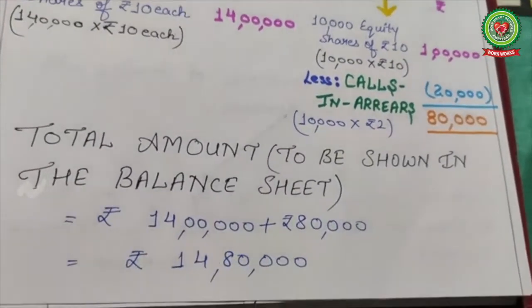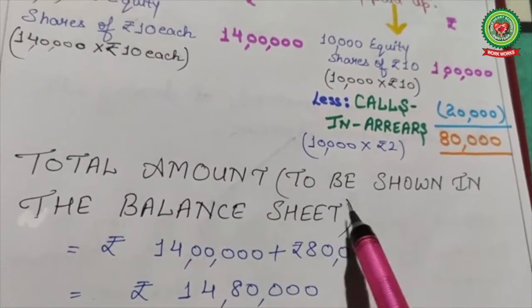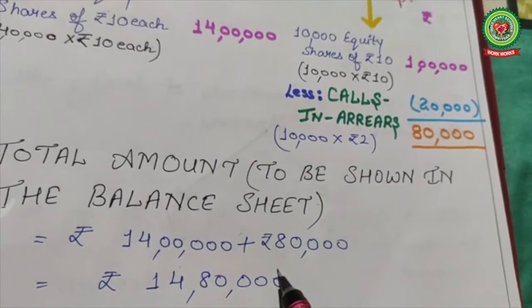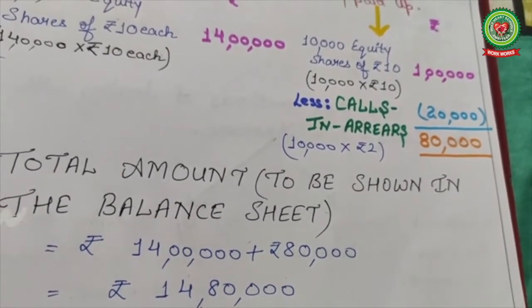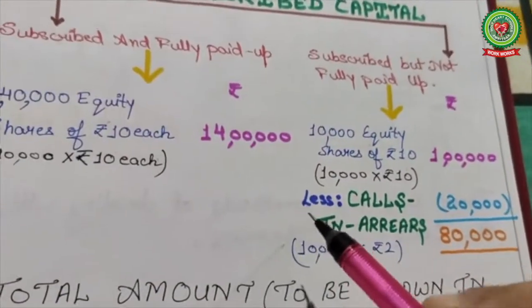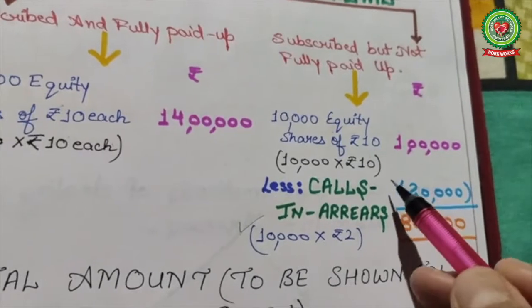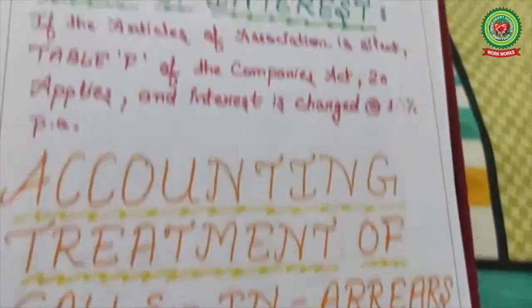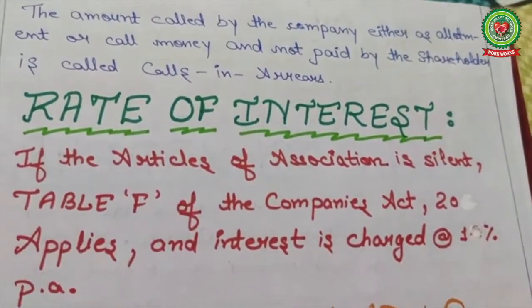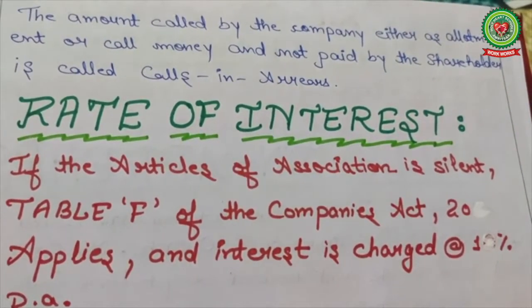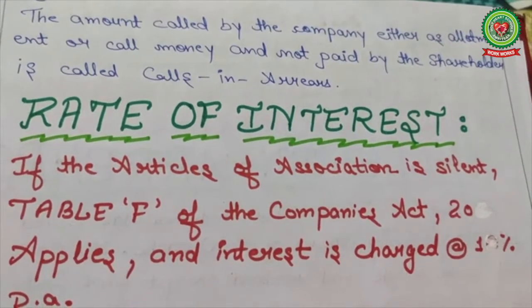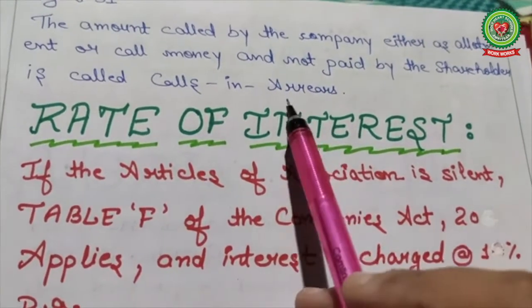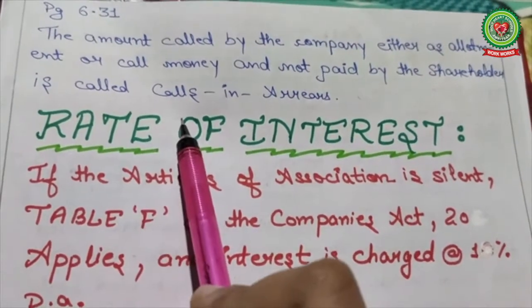The total amount to be shown in the balance sheet is 14 lakh, which is fully paid, and 80,000 not fully paid. Total amount 14 lakh 80,000. And so here is your calls in arrears: 20,000 is your calls in arrears. The amount called by the company either as allotment or call money and not paid by the shareholder is called calls in arrears. Simply, the amount which is not paid by the shareholder is considered as calls in arrears account.